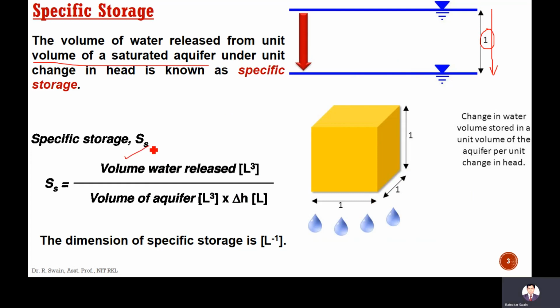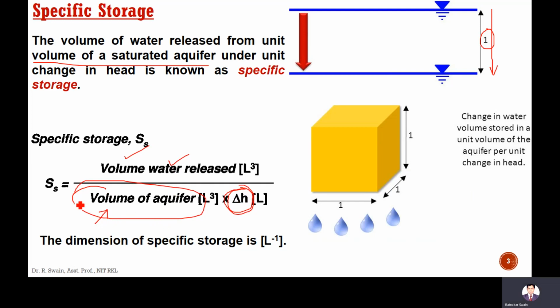It means volume of water released divided by volume of aquifer, that is delta S per unit change in head. The storage coefficient or storativity, which you already know, was the volume of water released per unit area of the aquifer, not volume of the aquifer, per unit change in head. Here, only the volume of the aquifer is used instead of area.